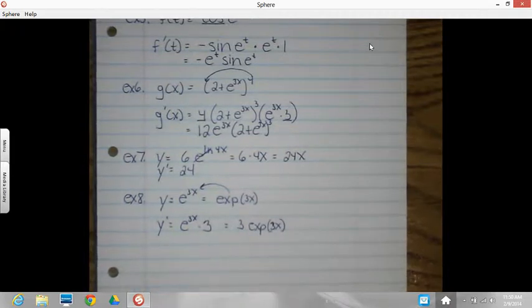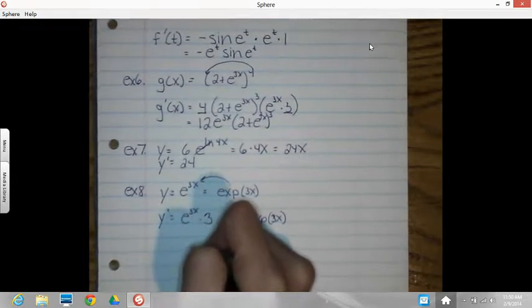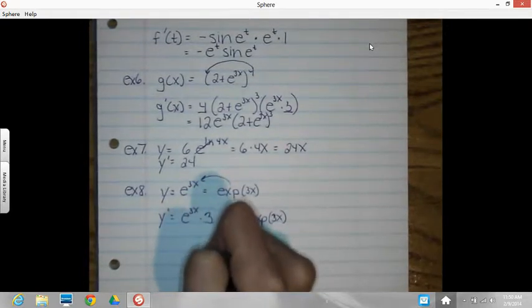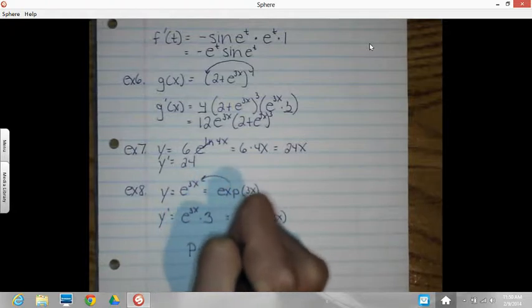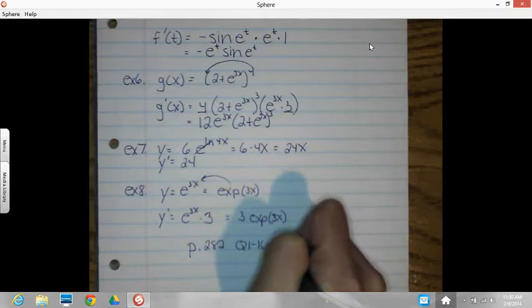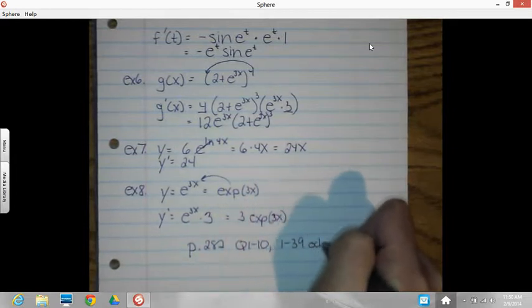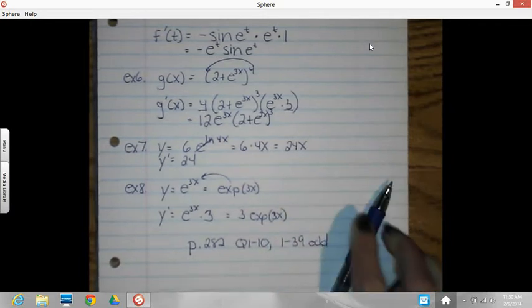Alright, your assignment here. Tomorrow we'll do the antiderivatives, and of course that's always the more challenging of the 2 days. Page 282, quickies 1 through 10, and 1 through 39, odd. Okay, finishes that up.